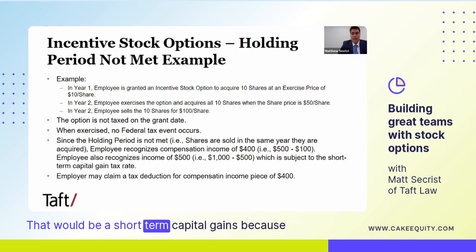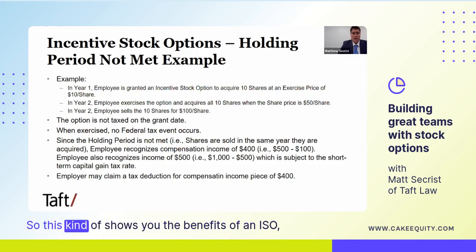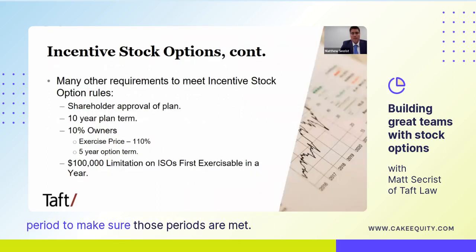Now, that would be a short-term capital gain because those shares haven't been held for a full year. And the employer may claim a tax deduction for the $400. So this shows you the benefits of an ISO, but again, you've really got to track the holding period to make sure those periods are met.